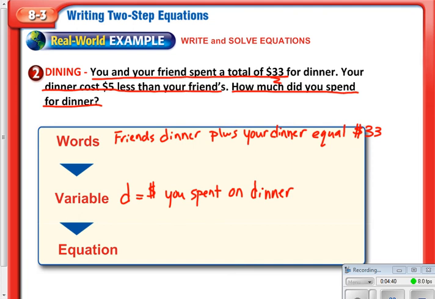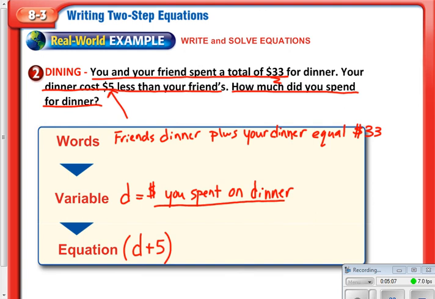So in the equation here it says your friend's dinner. Your friend's dinner, well, we don't know how much they cost. However, what we do know is that D represents the number you spent on dinner, right? So your friend's dinner, if we look back up here, it says your dinner costs $5 less than your friend's. So your friend's dinner, this is your friend's dinner, your dinner plus $5.